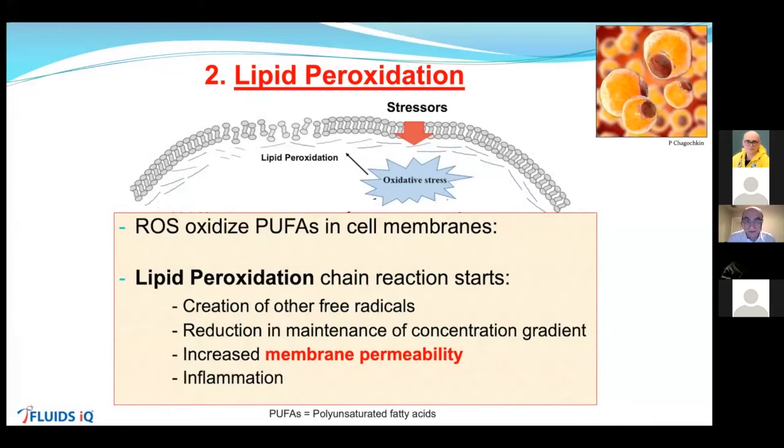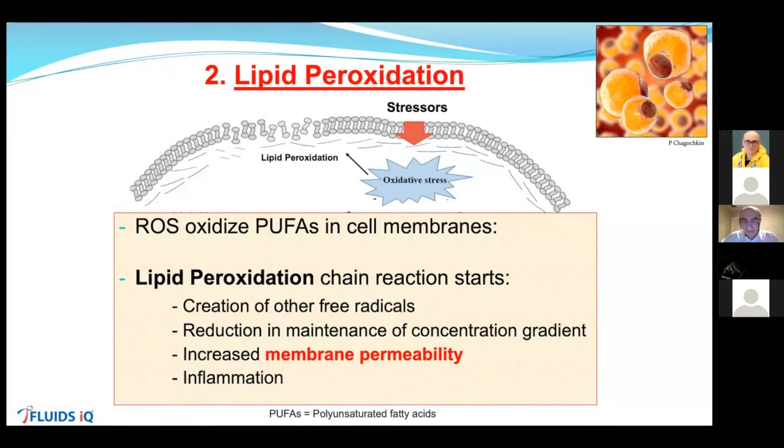Well, I mentioned there's a second one. There's lipid peroxidation. Well, reactive oxygen species are going to oxidize the polyunsaturated fatty acids. Those are the fat entities that are sitting in the membrane and are really representing a very large percentage of what makes up the membrane. And so lipid peroxidation creates a chain reaction as this is breaking down. One of the things it does is it creates more free radicals.